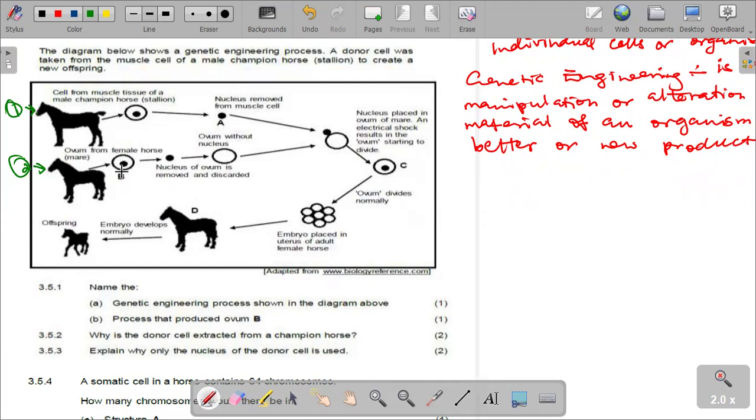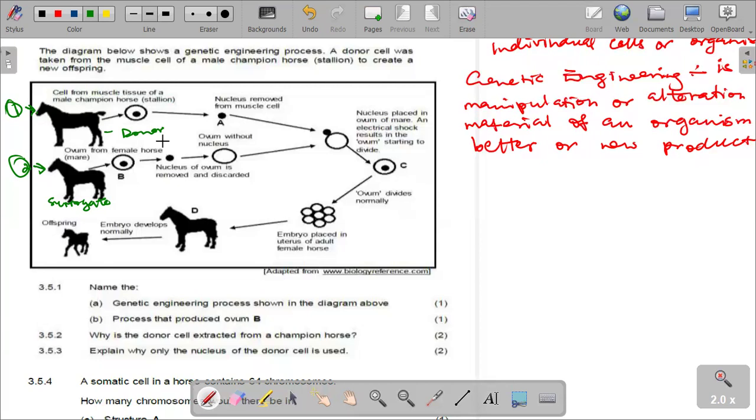So an egg cell is taken from what? From the surrogate. We can take her as the surrogate individual, and this one we can define as the donor. The donor is the one that is giving the DNA component, which is a tissue cell. So number 1 we can give as the donor, and number 2 as a surrogate. Take note of these terms and these variations.